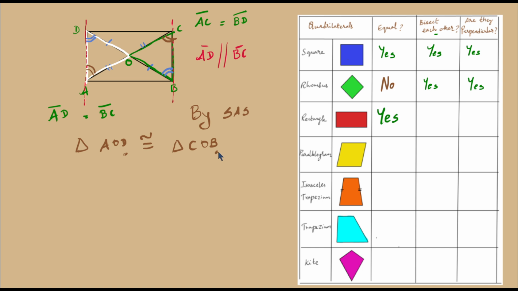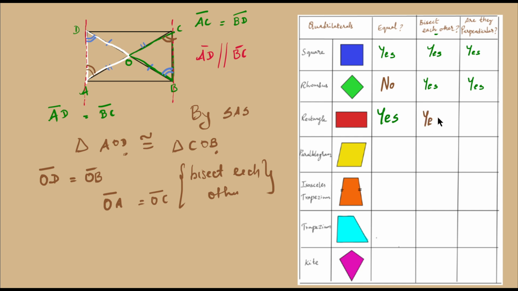So because they are congruent, what are we inferring? By corresponding parts of congruent triangles, we have the two sides OD is equal to the corresponding side of the green triangle OB, right? And similarly OA would be equal to the corresponding side of the other triangle OC, and this is what we wanted to prove. The diagonals bisect each other. I hope you followed through this. So I have a yes here. Now whether the diagonals are perpendicular to one another, let's explore in our upcoming video.